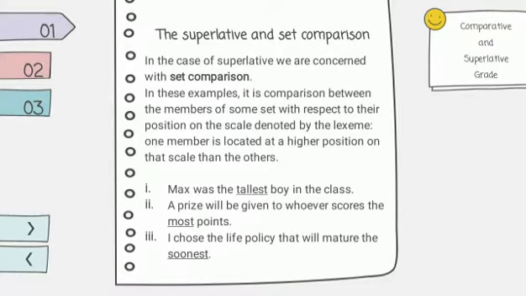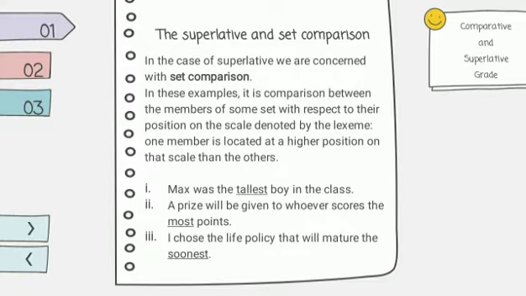The superlative and set comparison. In the case of the superlative, we are concerned with set comparison. In these examples, it is comparison between the members of some set with respect to their position on the scale denoted by the lexeme. One member or one subset is located at a higher position on that scale than the others. Consider such examples as the following.